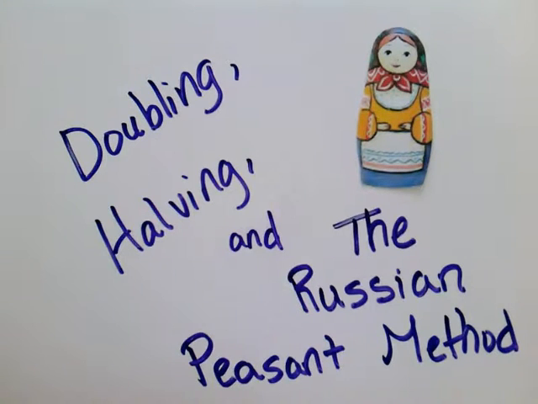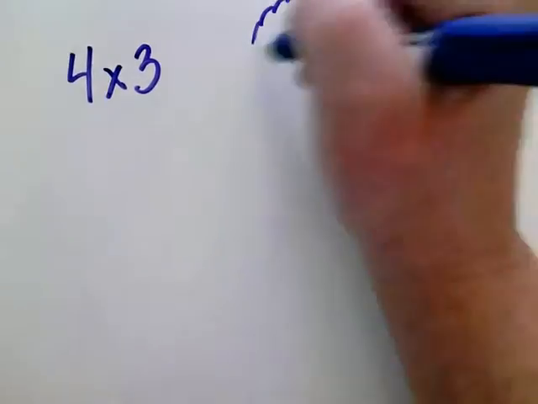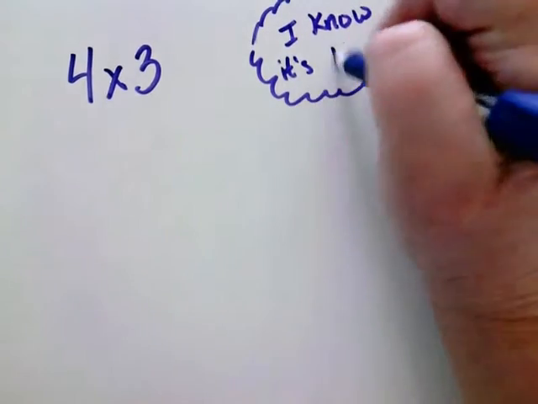This is the story of multiplication methods called doubling and halving and the Russian Peasant Method. Suppose we want to multiply 4 times 3. Now I know what you're thinking, 4 times 3 is 12.